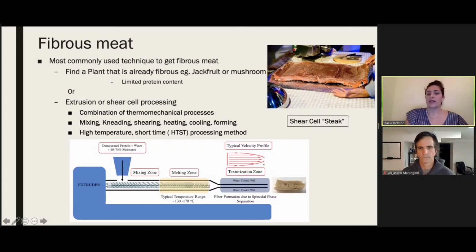In these pictures here, we can see a shear cell steak, and a small piece of extruded protein. However, shear cell processes and extrusion can be kind of problematic, as there are incredibly high amounts of pressure and heat, and kneading and mixing involved in this process. And while it can create a unique product, we have to think about the entire process and what it's doing to the actual protein itself.